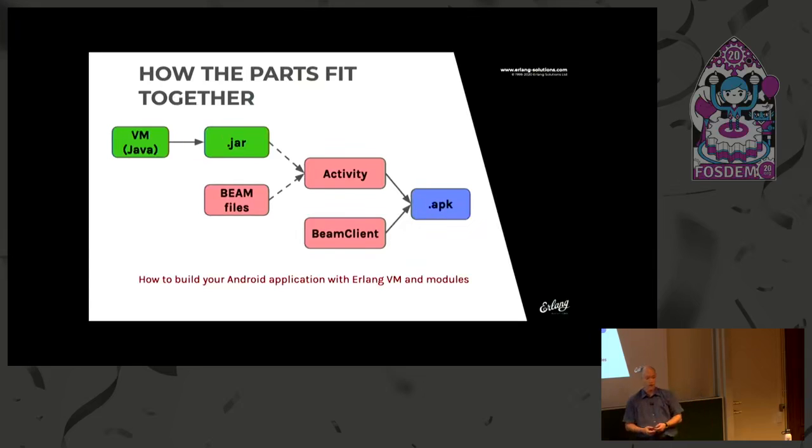And also you have to have a Beam client or a customized Beam client, which has the purpose of managing the VM itself and also handling the communication between the VM and your Android application. When everything is ready, you package it into an APK and you have a deployable Android application using Erlang on your phone.